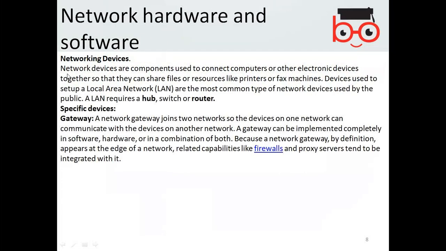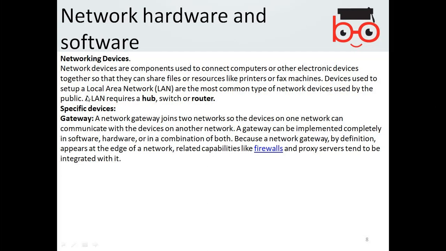Now, the network hardware and software, the network devices. Now we talk about another topic about the network devices. The network devices are components used to connect computers or other electronic devices together so that they can share files or resources like printers or fax machines. So, these devices are called the network devices. They help to communicate as well as share the files or resources over the network.